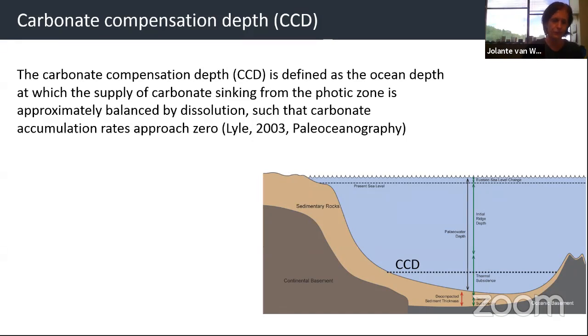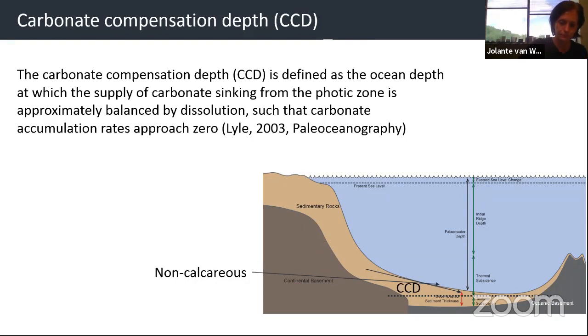So what that means, I've illustrated here in this figure towards the right. What you see here is schematically indicated the seafloor and the location of the CCD. If the ocean floor is below the carbonate compensation depth, we would have deposition of non-calcareous sediments. If the seafloor, however, is above the CCD, we would have deposition of calcareous sediments. And this change we would be able to see in a stratigraphic record, which is what we use to calculate dynamic uplift of the seafloor.